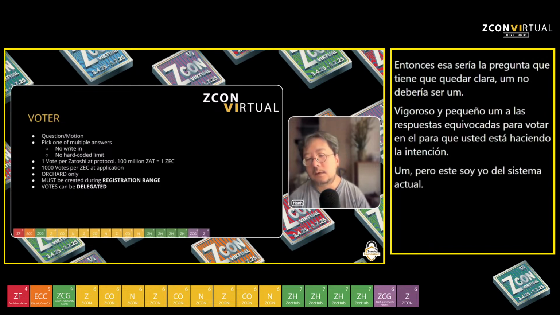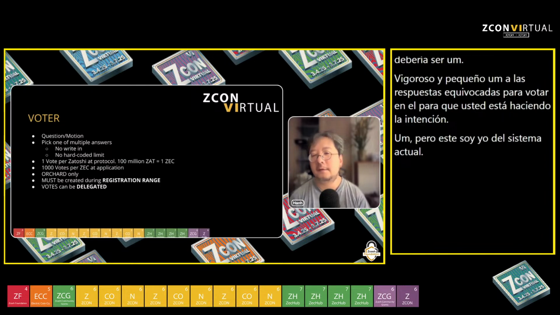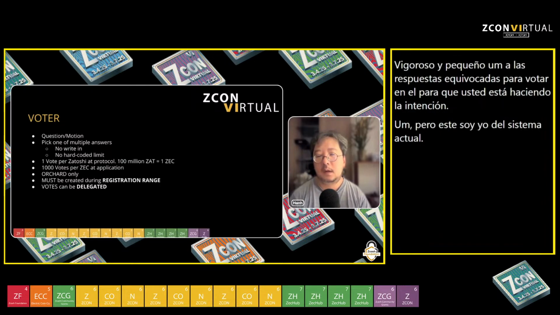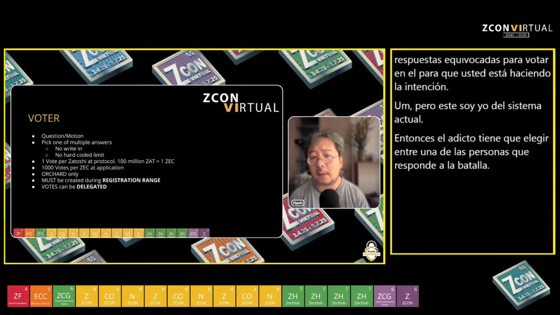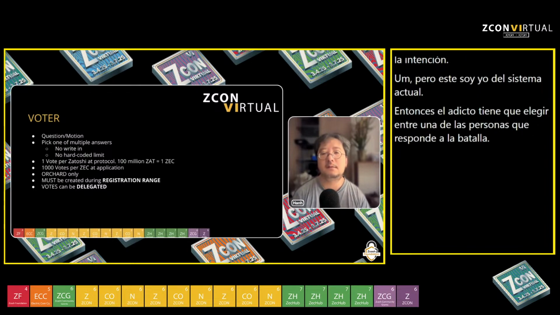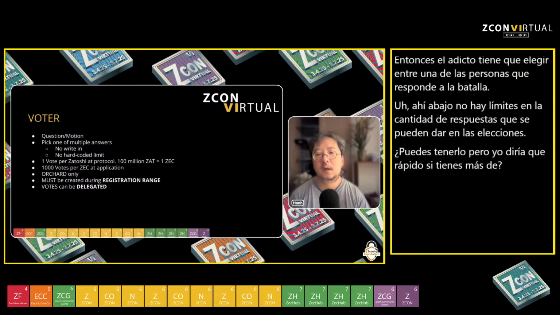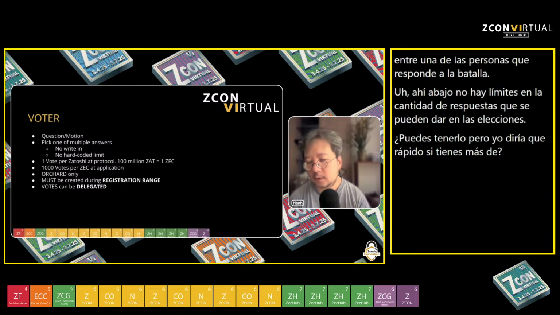Then the elector has to choose between one of the multiple answers that are on the ballot. There are no limits on how many answers the election can have, but I would say typically if you have more than 5 or 6 answers, it may become not so easy to manage.